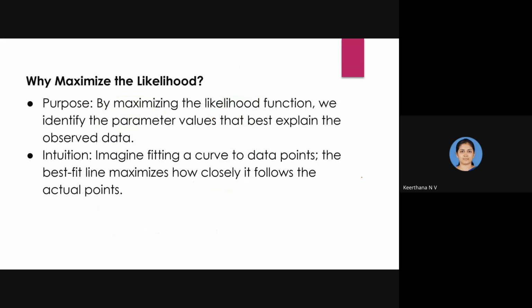Why do you want to maximize the likelihood? There are major properties of MLE. The main three properties are: it can be unbiased, it may or may not be consistent, and no prior information is needed in MLE. The purpose is that if you maximize your likelihood function, it will help you identify the parameter values in an optimized manner by explaining the observed data.